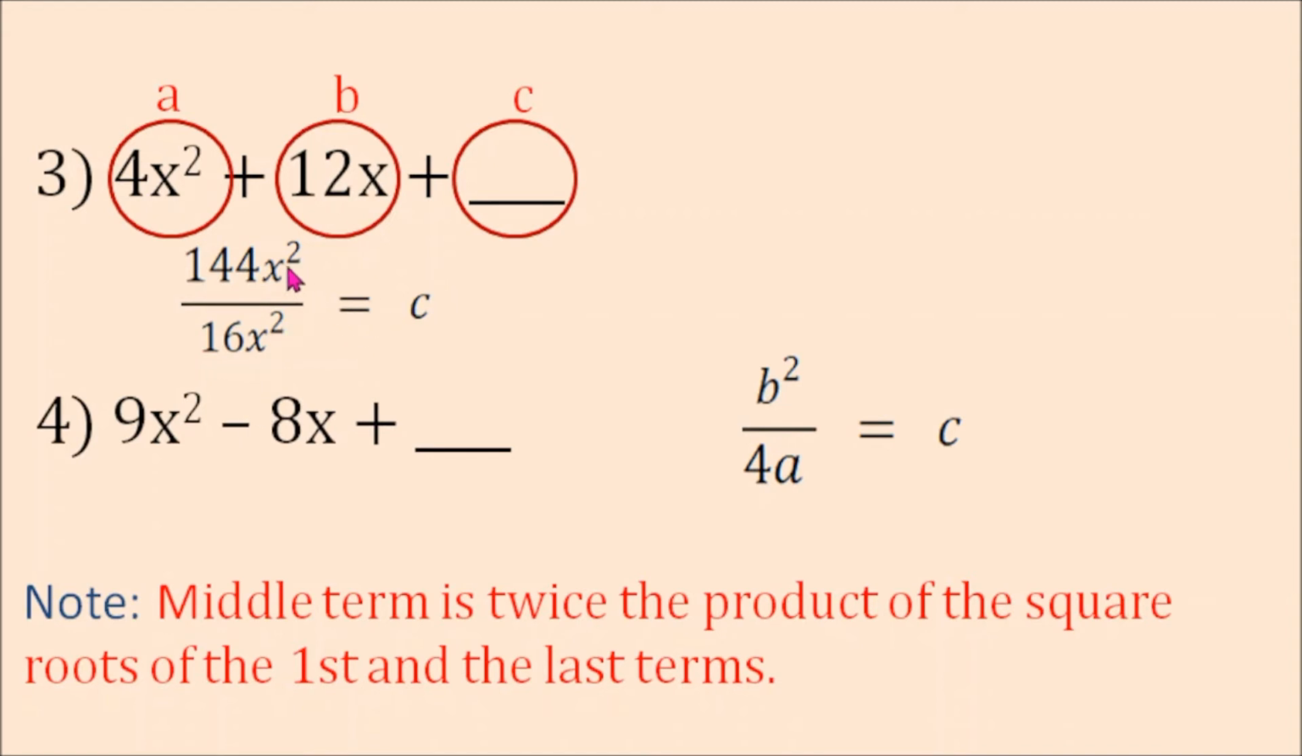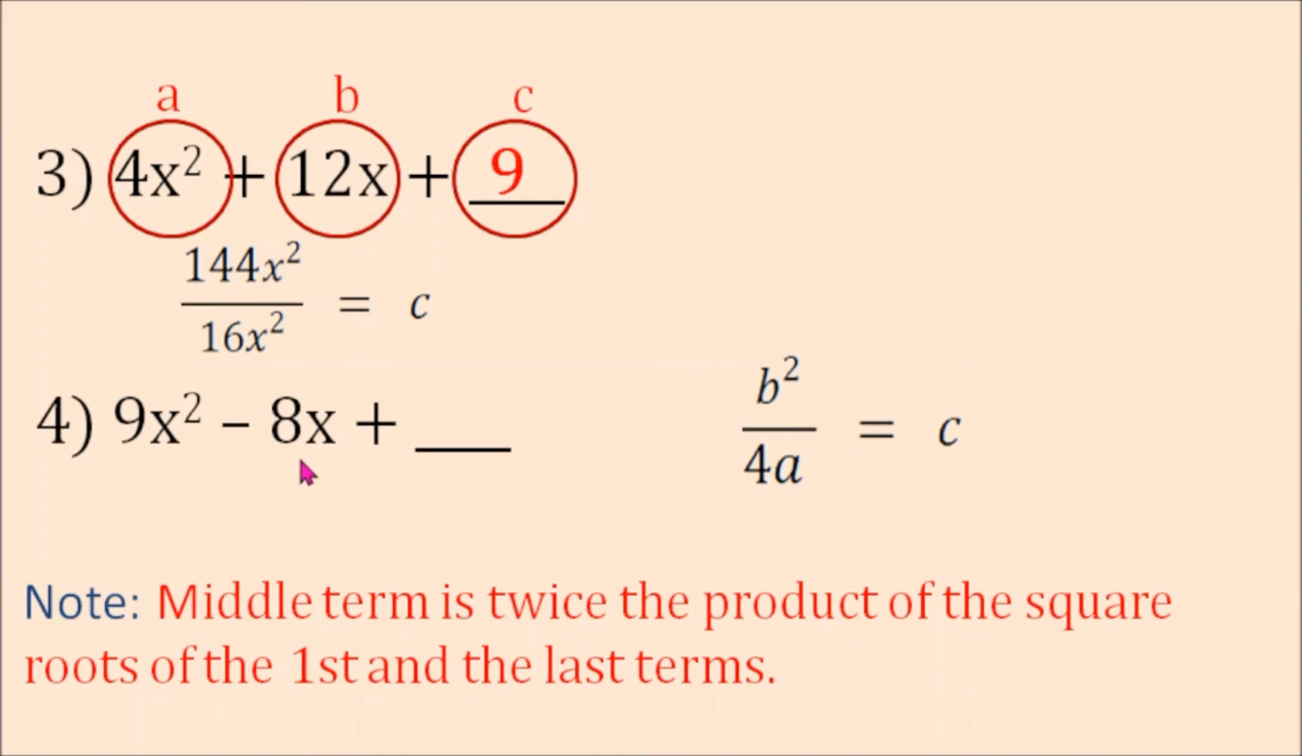And then, since it's dividing, cancel out x squared, and then 144 divided by 16, our answer is 9. How about item number 4? We will use this formula.